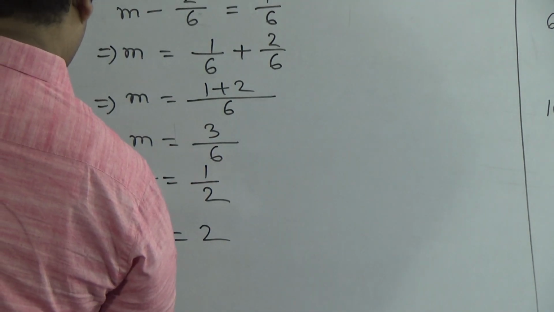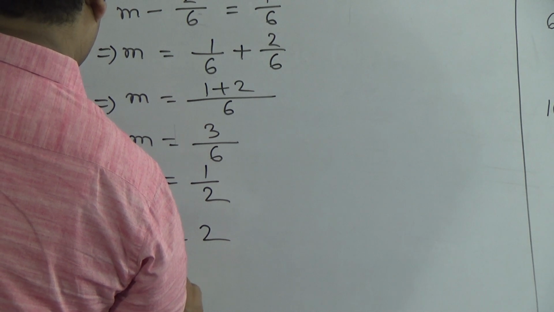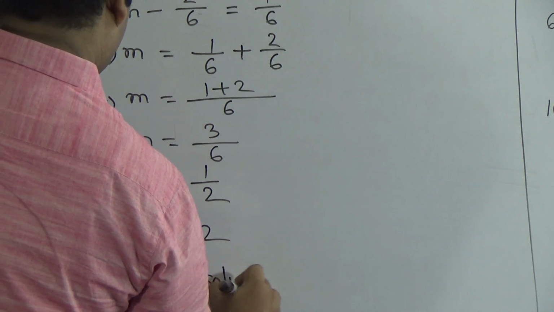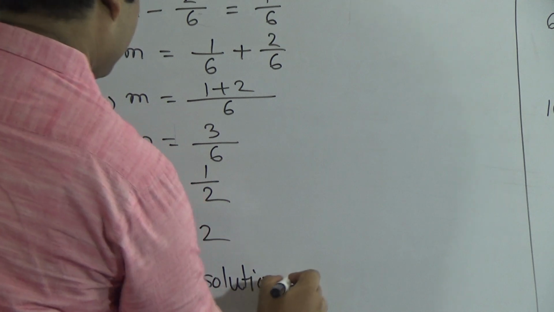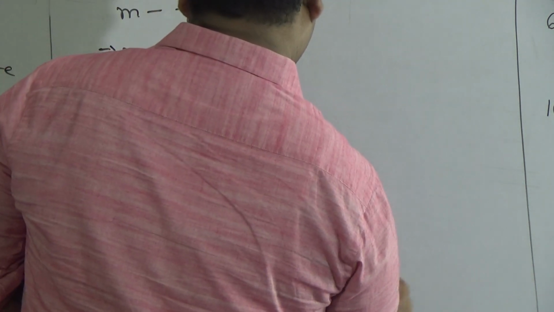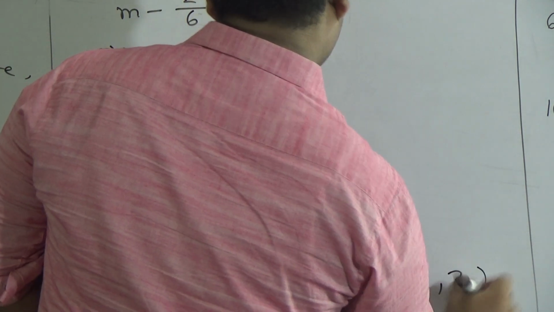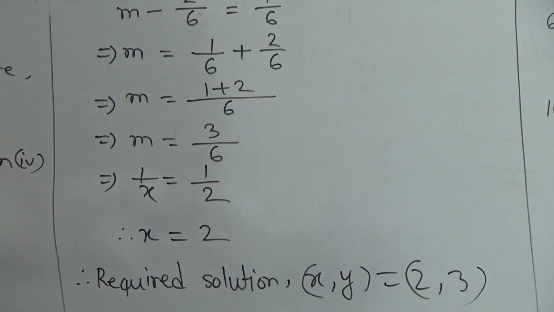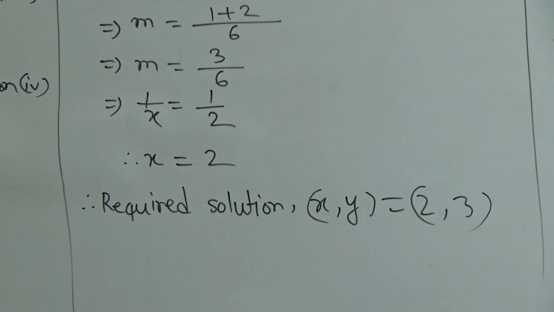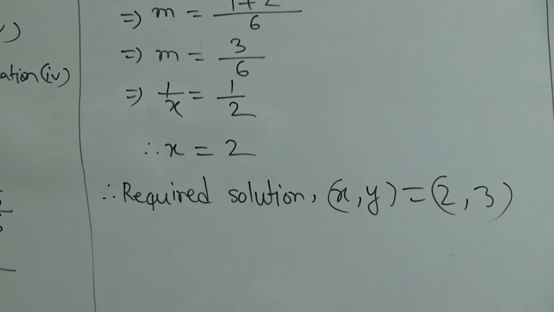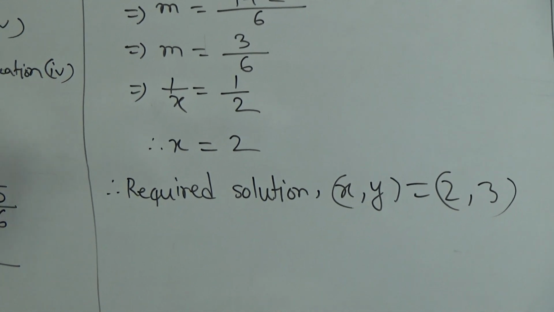So the required solution is x comma y equal to 2 comma 3. This is the solution of question number 10. So my dear student, I hope you have understood the method of substitution.